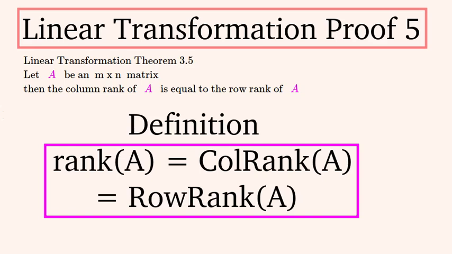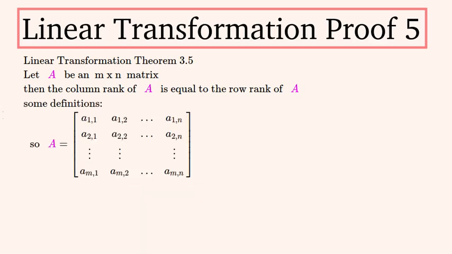After having proven this, we can then define a new quantity for a matrix called the rank of a matrix, which is equal to the column rank and the row rank. Because any linear transform can be written as a matrix, this theorem qualifies as a linear transformation theorem. So now to quickly learn some definitions.